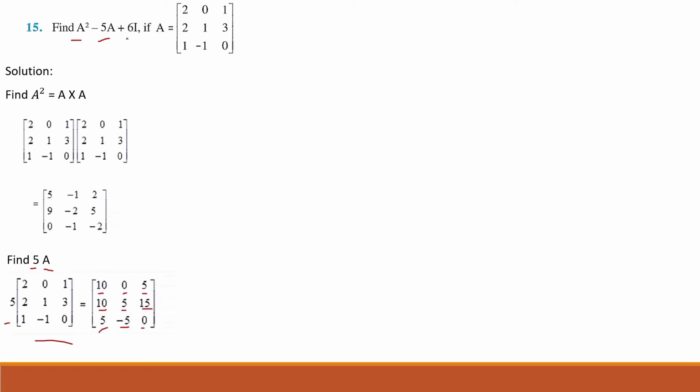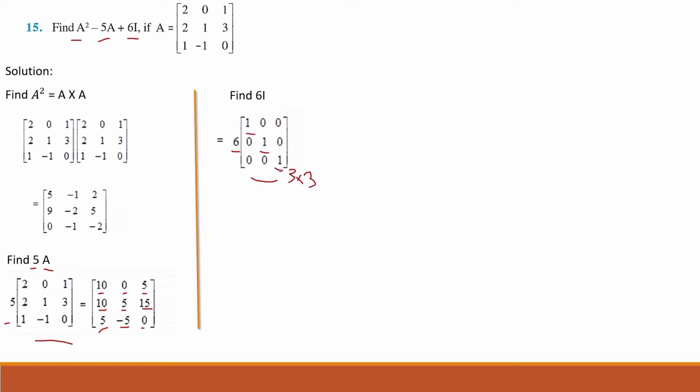तो अब लास्ट यहाँ पे हमें 6i फाइंड करना है. वी नो दैट i इज नथिंग बट एन आइडेंटिटी मैट्रिक्स, क्योंकि अब यहाँ पे सारे मैट्रिक्स का ऑर्डर 3 है, तो आइडेंटिटी मैट्रिक्स भी हम ऑर्डर 3 by 3 का लेंगे. सो मल्टीप्लाइंग 6 विद ऑल दी एलिमेंट्स. अब यहाँ पे सिर्फ डायगोनल एलिमेंट्स है, सो इट विल बी लाइक दिस.